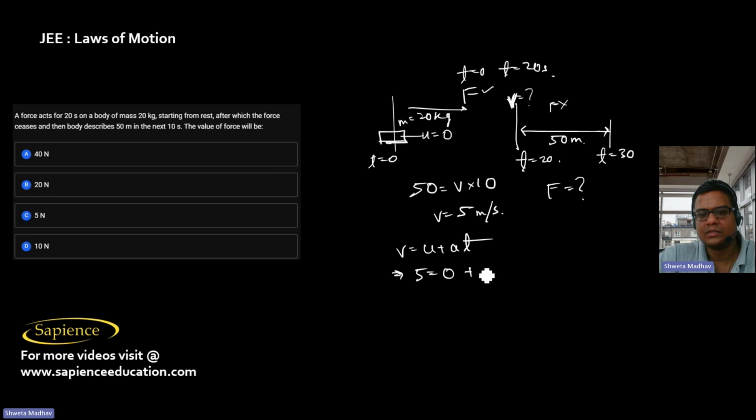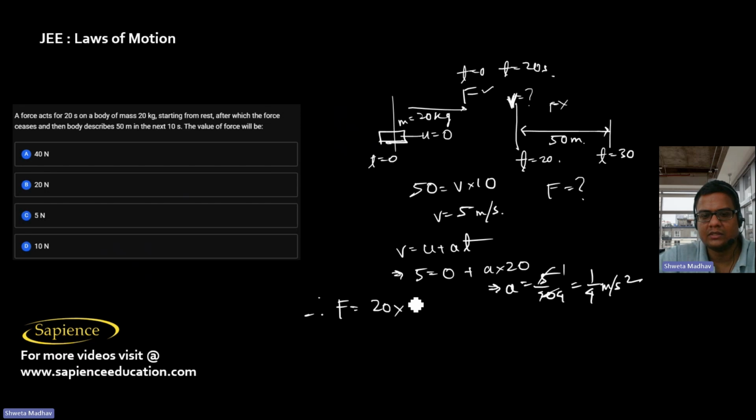So therefore V, that is 5, is equal to 0 plus A into T. T is 20. So acceleration is 5 by 20, that is 1 by 4 meter per second square. Now, therefore, the force will be equal to mass into acceleration. Mass is 20, 20 into 1 by 4, that is 5 Newton. So 5 Newton is the force which is acting on the object. Option C is the correct answer.